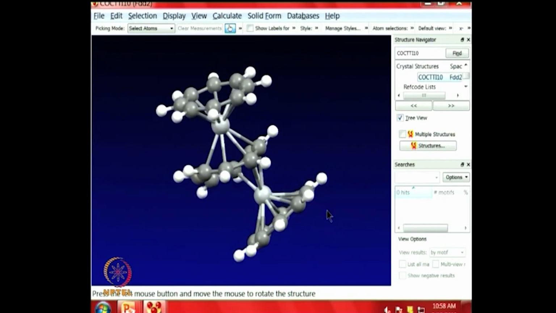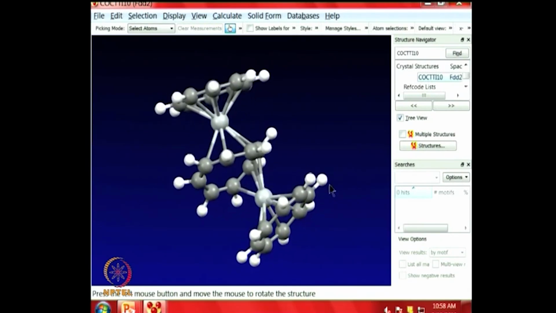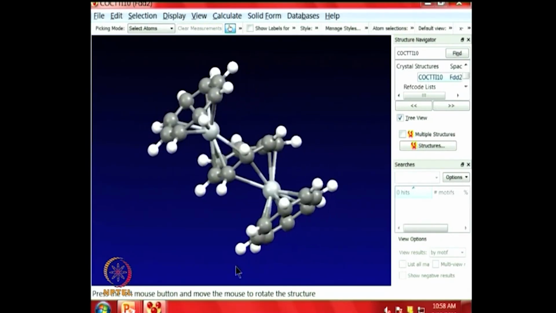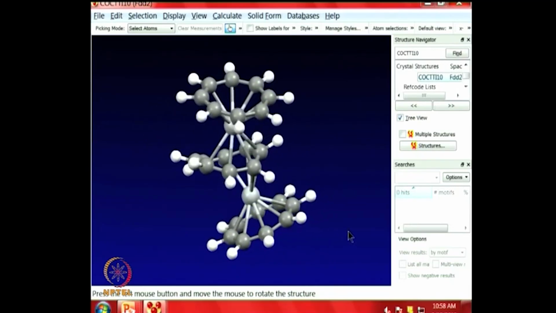So, what I have here is an example where you have 8 carbons.